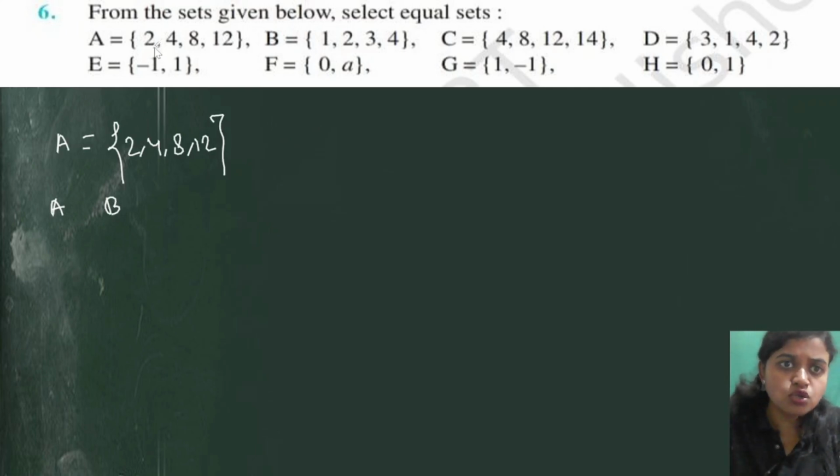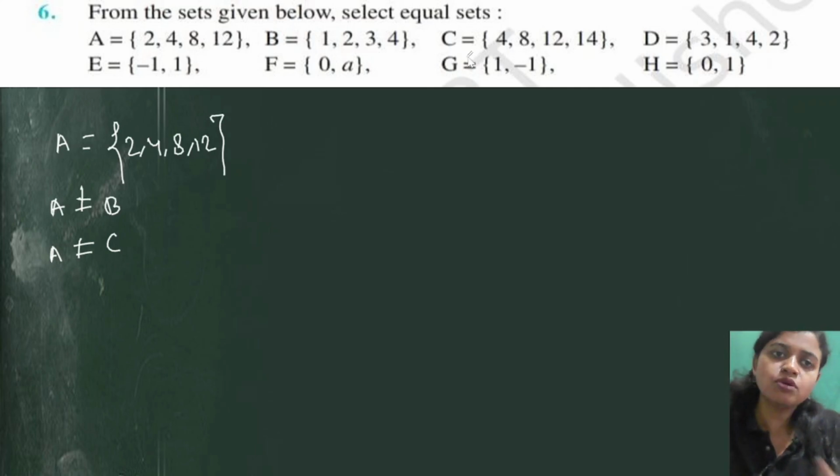2 belongs to A, 2 belongs to B. 4 belongs to A, 4 belongs to B. 8 belongs to A, but 8 does not belong to B. That's why A is not equal to B. Now we compare A and C. 2 belongs to A, 2 does not belong to C. That's why A is not equal to C. If one element does not belong to the other set, then you can easily say this set is not equal to the other set. We only have to check one element.